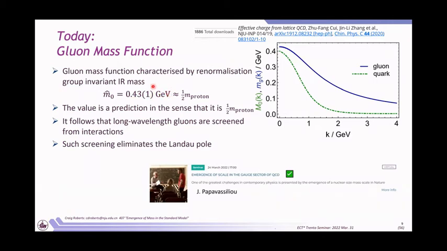In the next 40 years, we've established with a very good level of accuracy that this mass is renormalization group invariant, 0.43 plus or minus 0.01 GeV, roughly half the proton mass. It's a prediction in the sense that it's half the proton mass. And it follows that gluons with a wavelength greater than 1 over this scale are screened from interactions. And such screening eliminates the Landau pole from QCD. That enables an infrared completion of the theory.